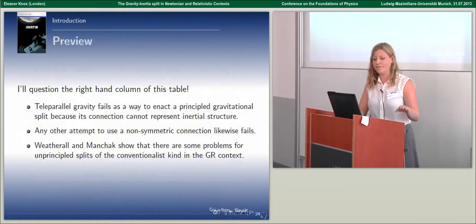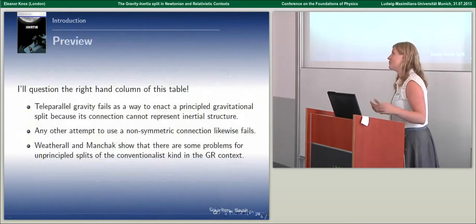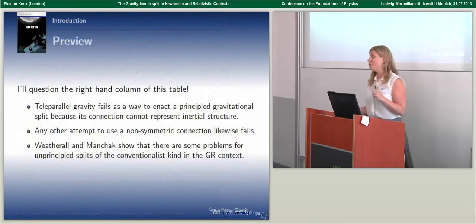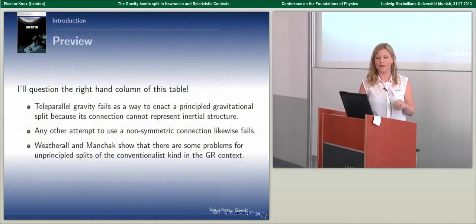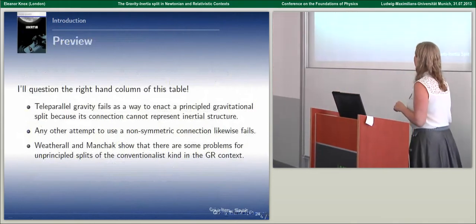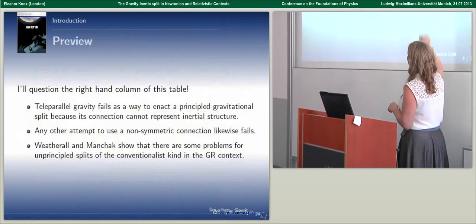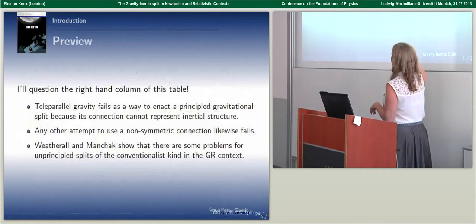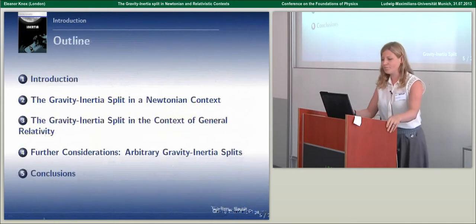So teleparallel gravity fails as a way to enact a principled gravitational split because its connection just isn't the right kind of thing to represent inertial structure. That turns out to be a general feature of non-symmetric connections. So it turns out that we can rule out a class of theories that way. And then interestingly, if we look at the Weatherall and Manchak paper that was shown on Monday, you can show that there are some problems for certain kinds of unprincipled splits of the conventionalist kind in the GR context. So we can rule out a lot in the right-hand column.